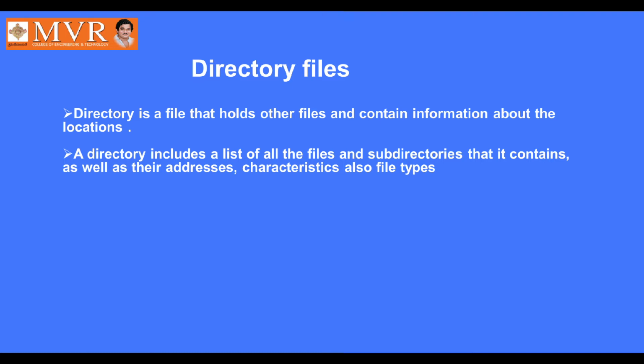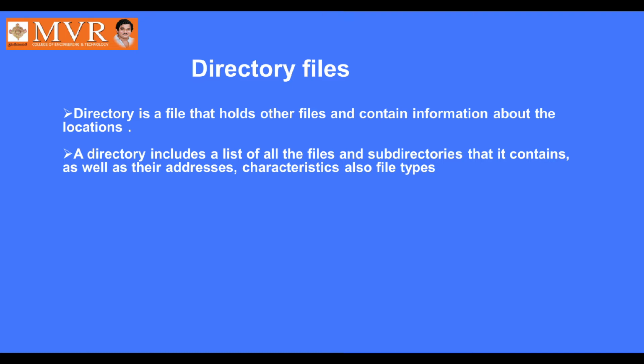For example, a directory includes a list of all the files and subdirectories that it contains, as well as their addresses, characteristics, and file types. So a directory is also a file, but in this directory we have the list of files or any other subdirectories.